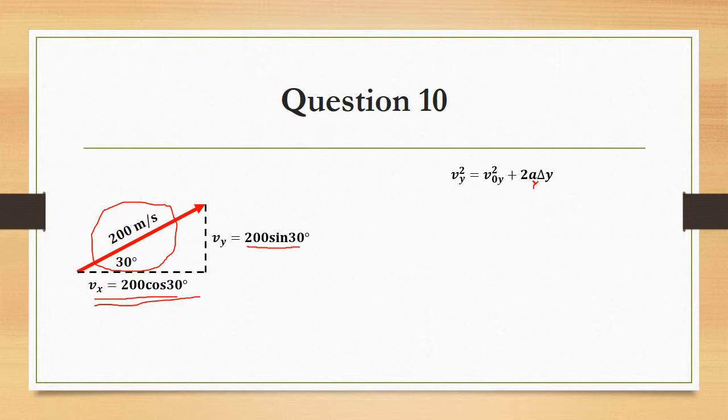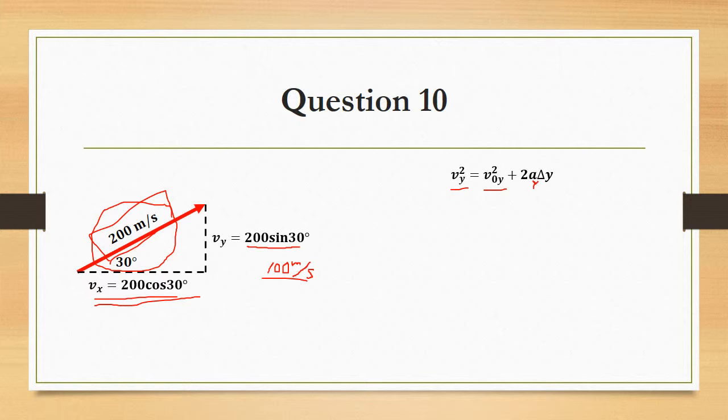Anyway, velocity in the y dimension is 200 times the sine of 30, and if you do the math, sine of 30 is 1/2, so this ends up giving us a vertical component of velocity of 100 meters per second, and that literally means that at the instant this thing is launched, it is moving up at 100 meters per second. Its total speed is 200, right? We already knew that, but how fast is it moving in just this dimension? 100.